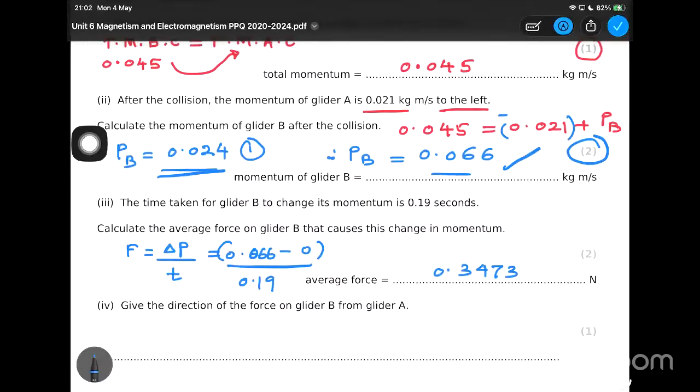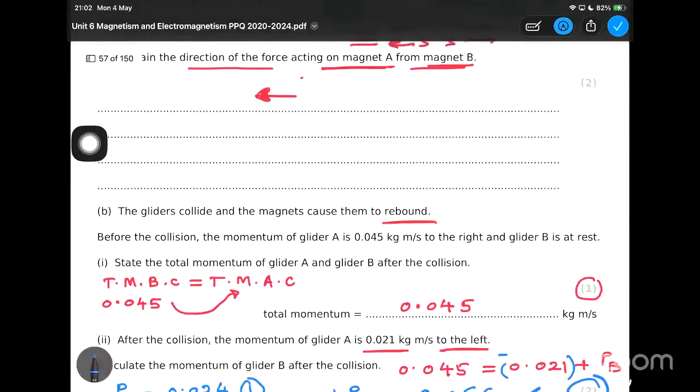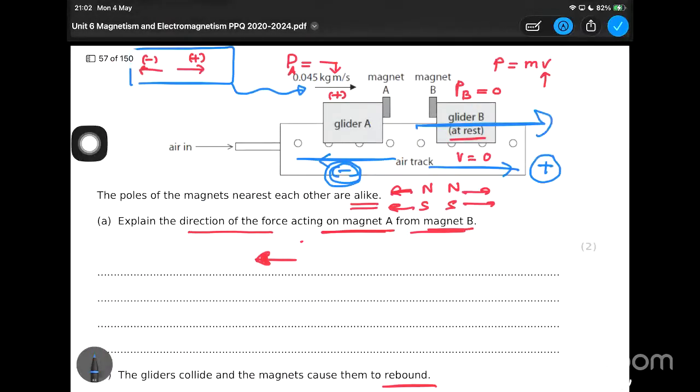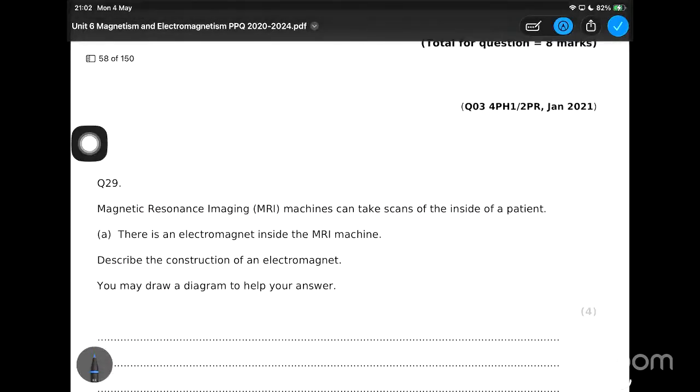Give the direction of the force on glider B from glider A. So the direction would be in this direction, from left to right. It's actually a good question, right?